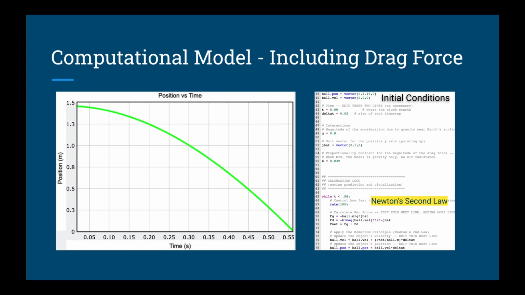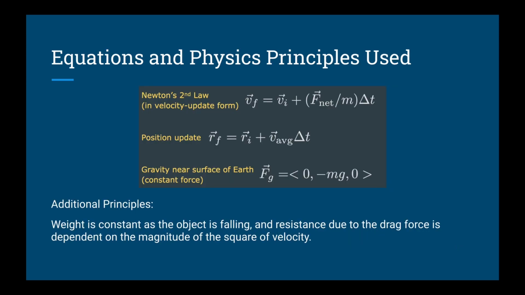However, we see that there is a b value now, which is proportional to the magnitude of the square of the velocity. In order to calculate the net force, we had to add the force of gravity and the drag force to get the total net force, and then we were able to do the velocity and position update formulas to create the model here. The equations and physics principles used included Newton's second law, from which we were able to derive the velocity and position update formulas, as well as gravity near the surface of the Earth, which is equivalent to negative mg. Weight is a constant as the object is falling, and resistance due to the drag force is dependent on the magnitude of the square velocity.